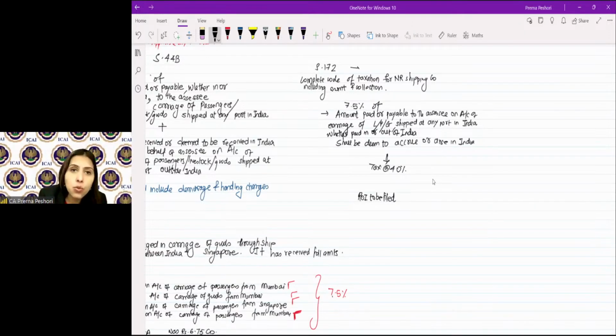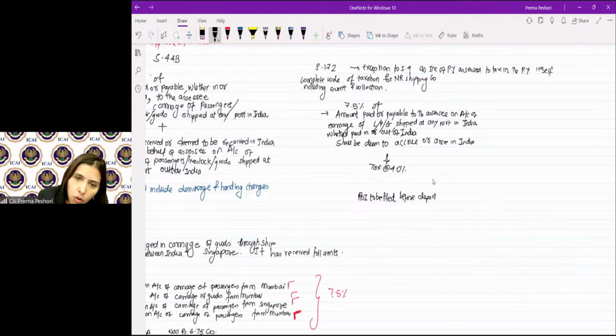This section 172 is an exception to section 4, as income of the previous year is assessed to tax in the previous year itself. So the ROI needs to be filed before the departure of the ship. And the tax also needs to be paid.